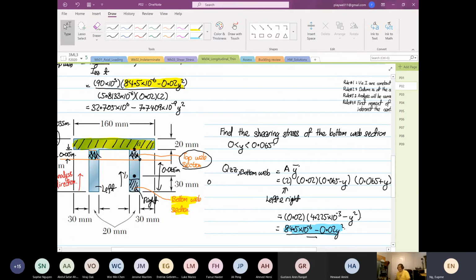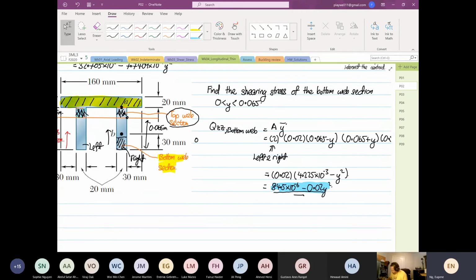Okay, so the first moment of area for the top section above the centroid and below the centroid is the what? Is the same. Okay, right? For the web section, yeah, for the web, not for the flange, okay? And this can be explained why, because the web thickness is the same, okay? So from here, I want you to observe that. So from here, we can find the shear XY at the web bottom.